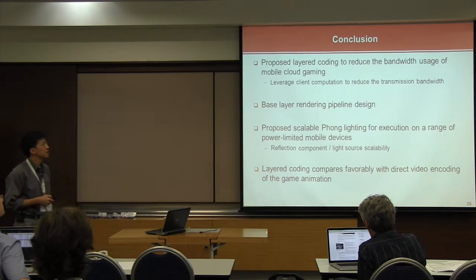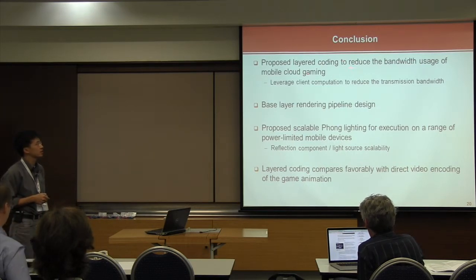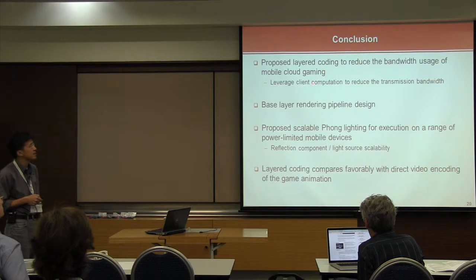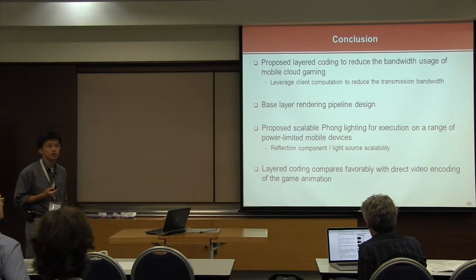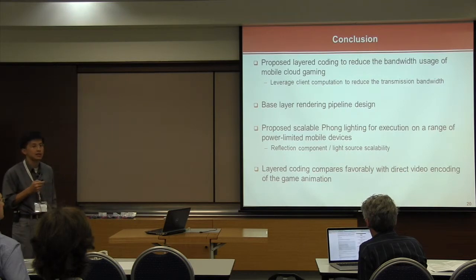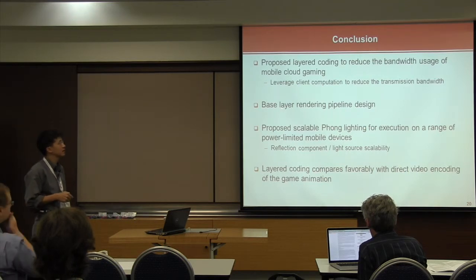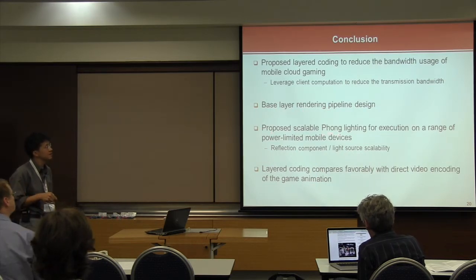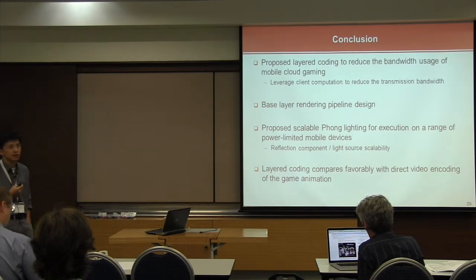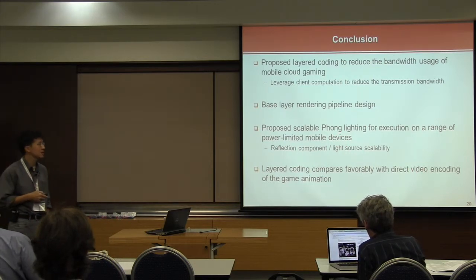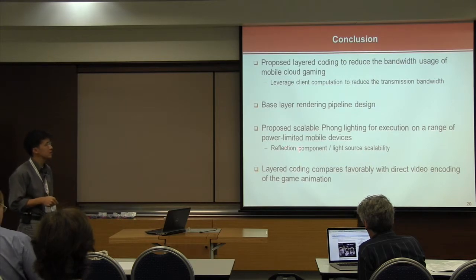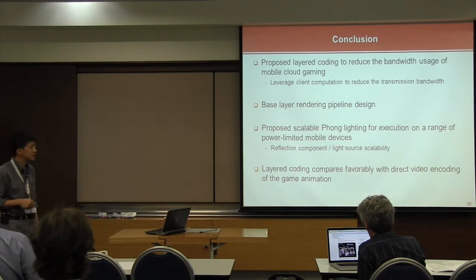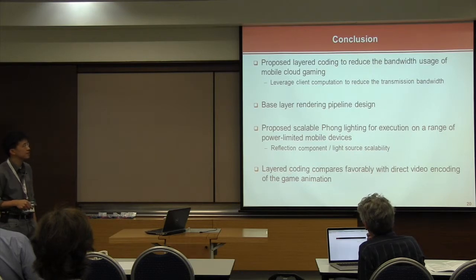To conclude, we have proposed layer coding to reduce the transmission bandwidth of mobile cloud gaming. In particular, our idea is to leverage the client's computation to reduce the transmission bandwidth for sending high-quality game images. We have formalized the base layer rendering pipeline design, and we have also proposed a scalable phong mapping so that it can be executed on a range of power-limited mobile devices, by choosing different rendering components and light sources carefully. Experiments suggest that layer coding compares favorably with direct video coding of the game image.